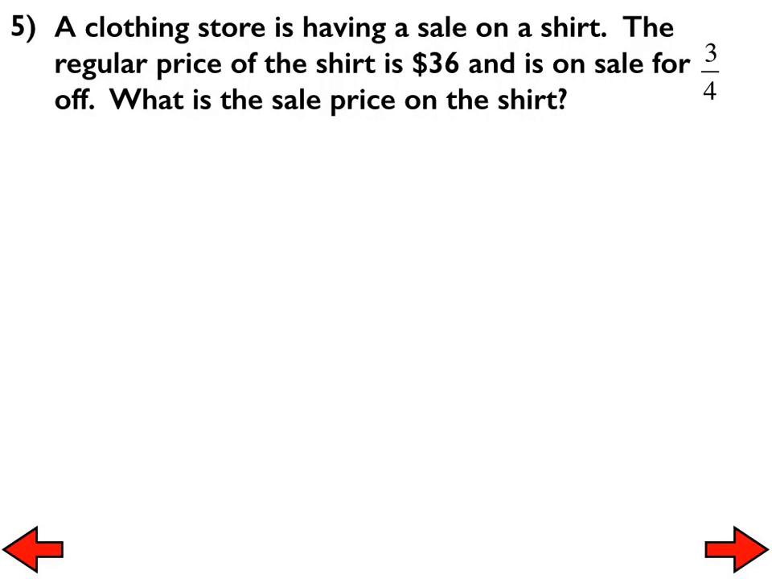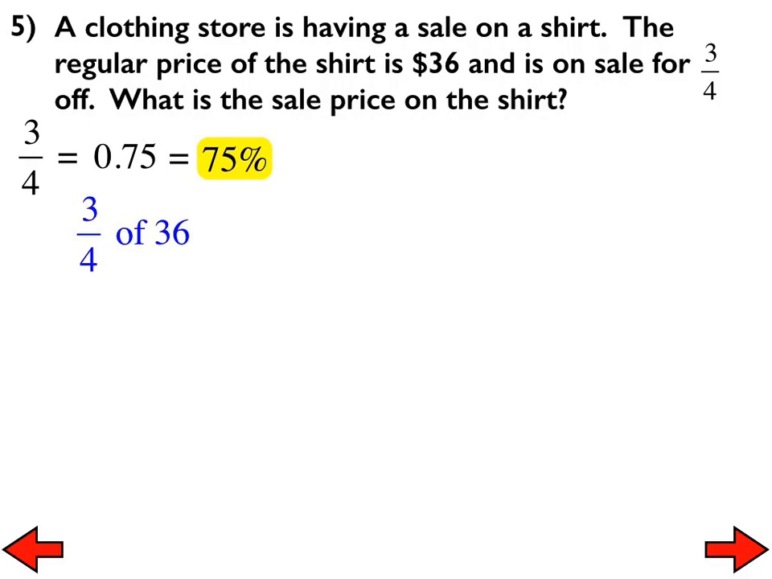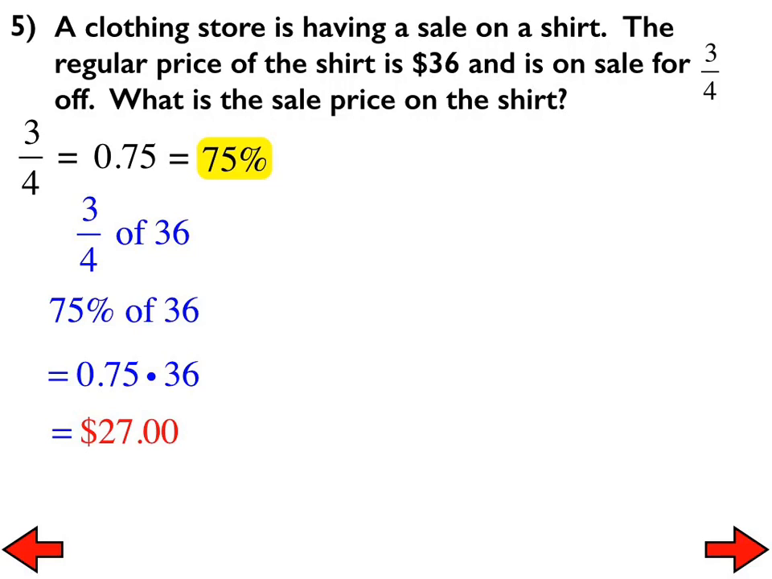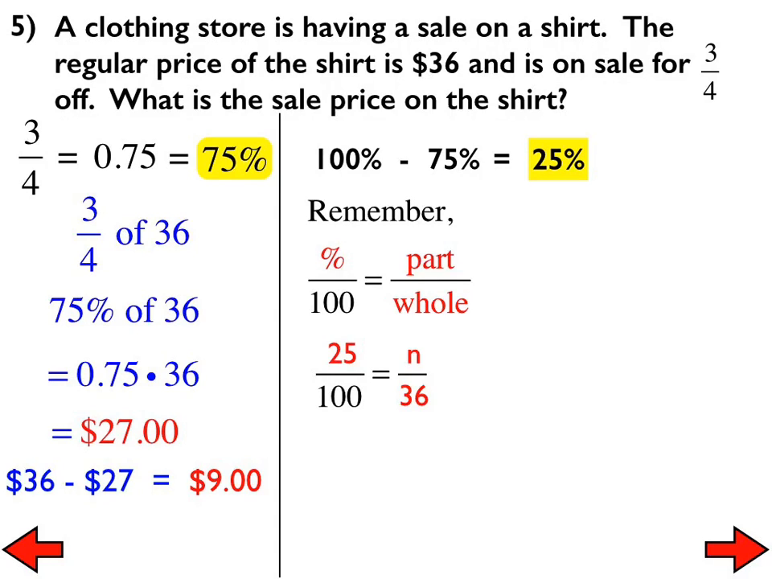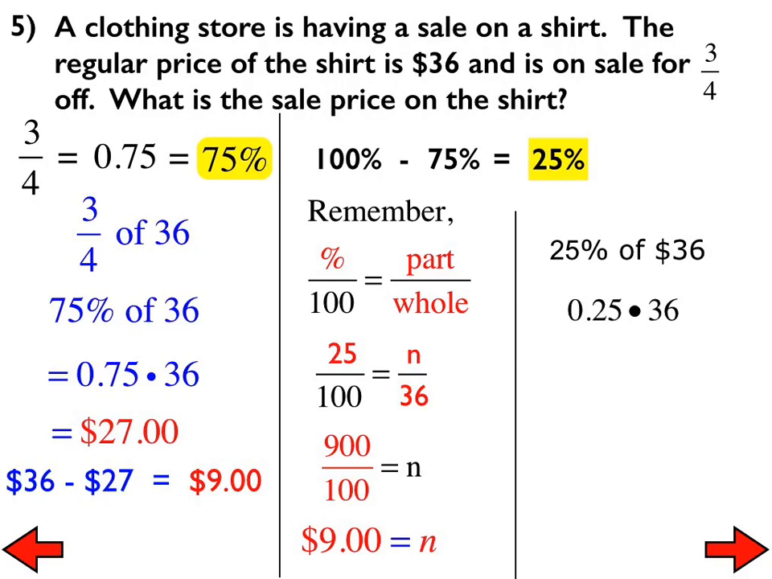Number 5, we have a shirt. It's on sale for 3/4 off. 3/4 is 75%. If you're going to do this the long way, that's where you would find 75% of 36. That's how much it's off. That's how much is taken away from the original price. So that leaves $9. The faster way is if it's 75% off, then you have to make sure that you figure out what's left. 75% from 100 is 25%. So that means there's 25% left for the cost. So as a proportion, it would look like this. Or the fastest way, which is the way I do these types of problems, 0.25 times 36.